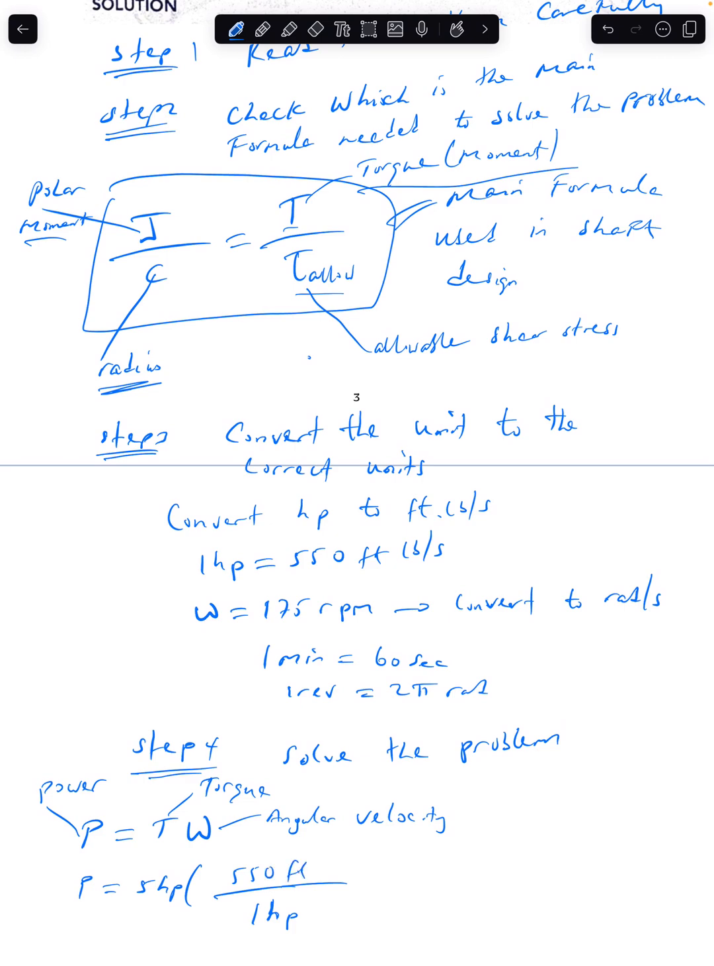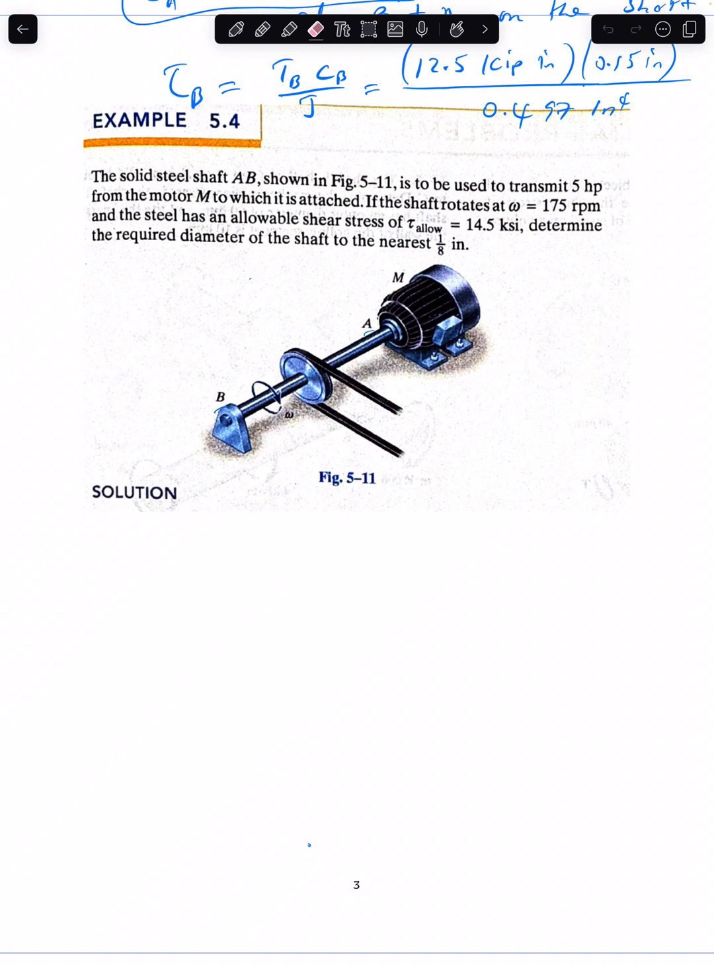550 ft pounds per second. And this will give me a value of 2750 ft pounds per second.